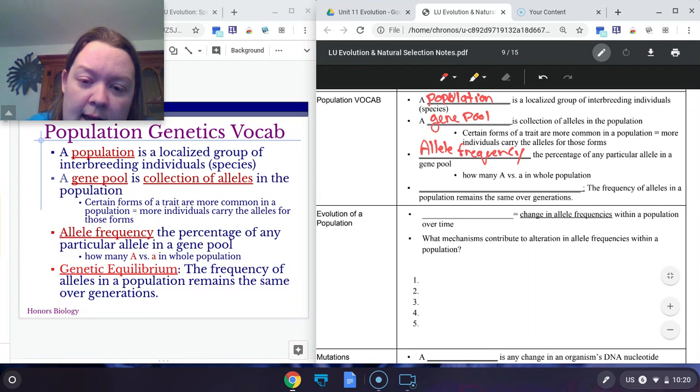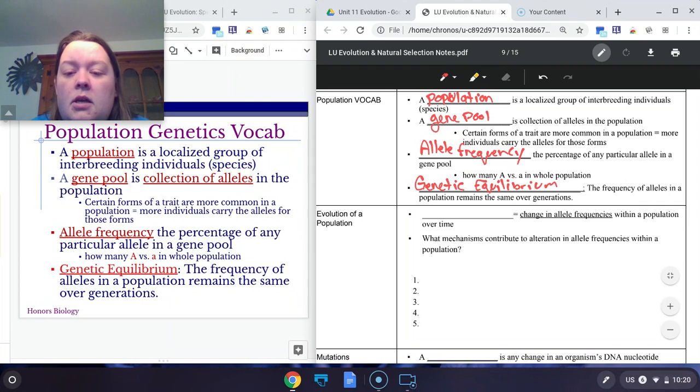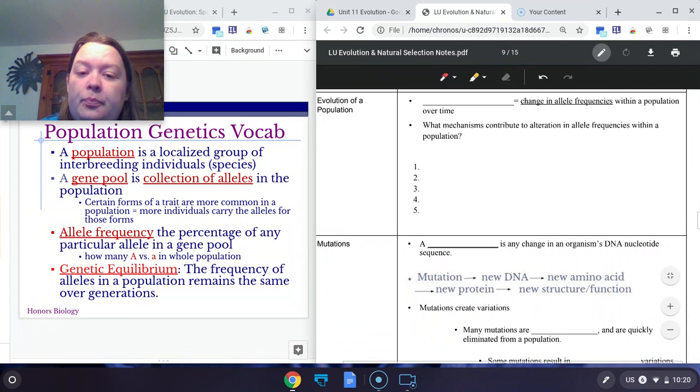And then our last one is genetic equilibrium. This is the frequency of alleles in a population when it remains the same over many generations. Equilibrium is reached only when a population maintains the same rate of allele frequency for many generations.